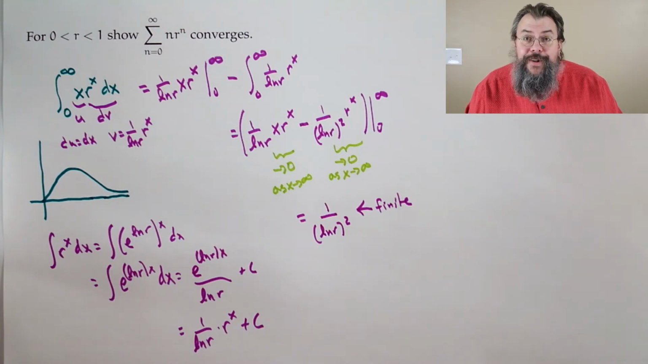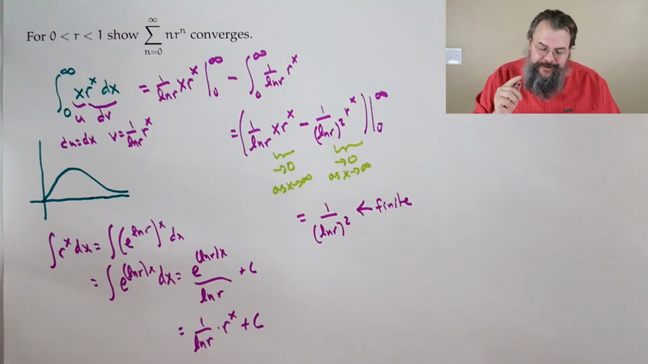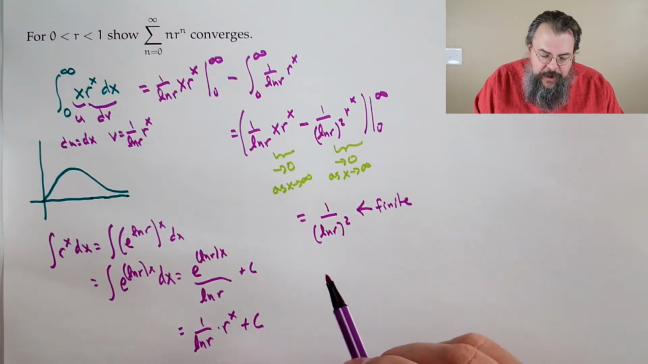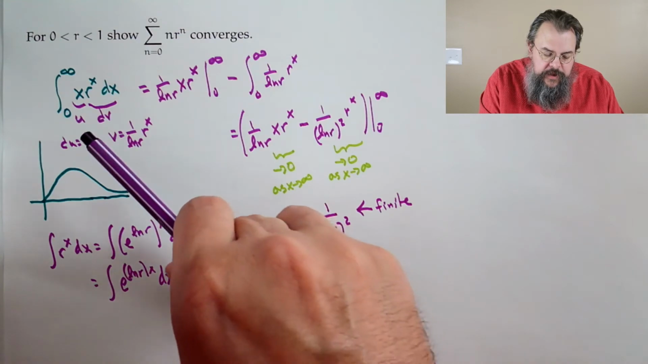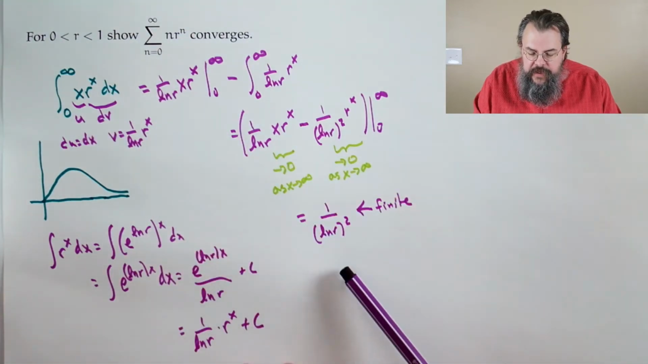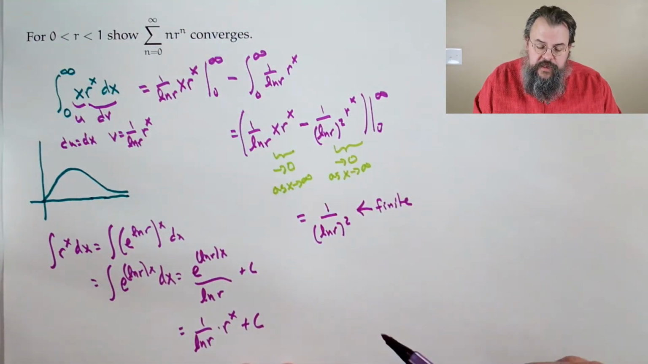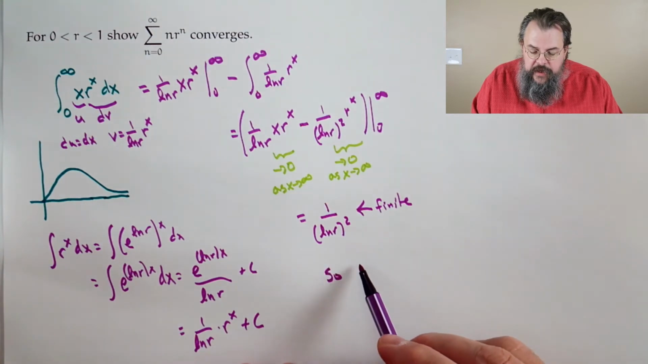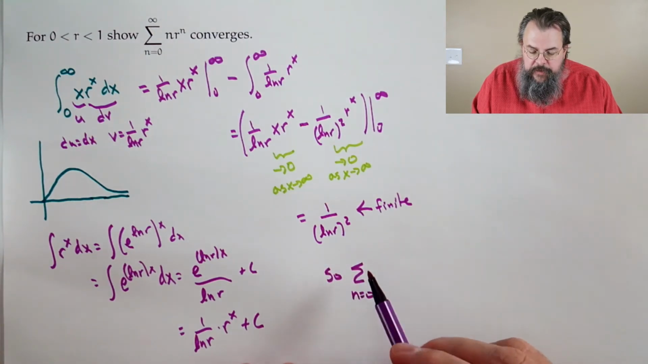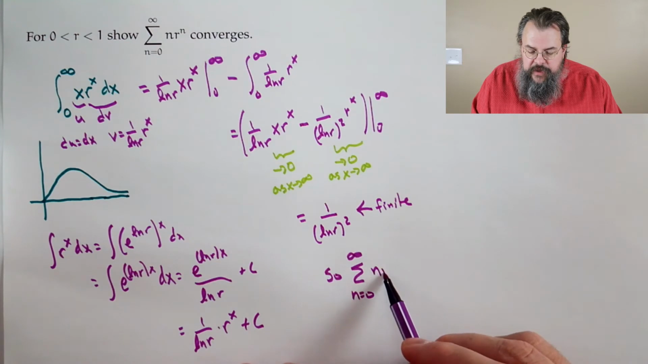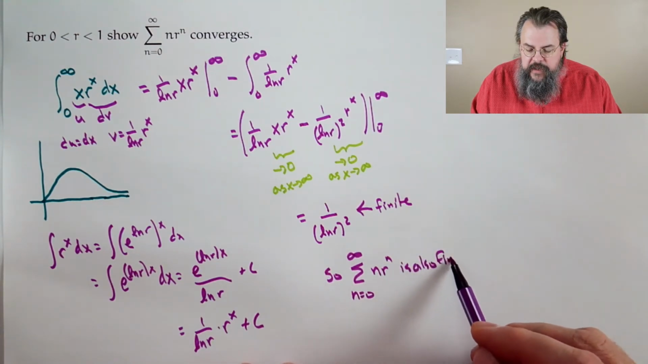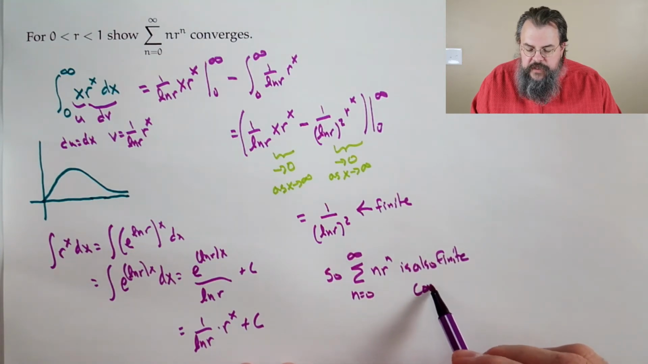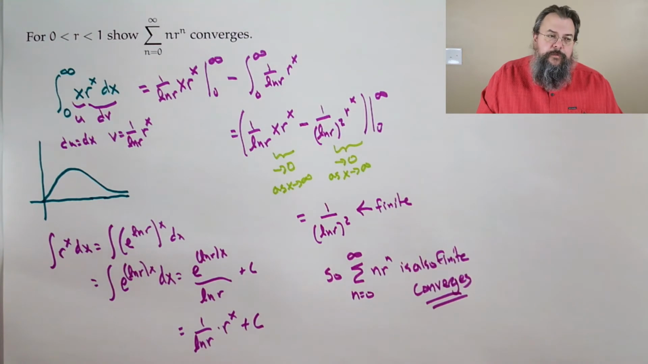What if we're not comfortable? Well, okay, so what's our conclusion? Well, the integral is finite, and the integral test says, hey, if the integral is finite, the sum is finite, and vice versa. And so our conclusion is that the sum, n equals 0 to infinity, n r to the n, is also finite. In other words, converges. And we're good. Okay, so that's the end of the problem.